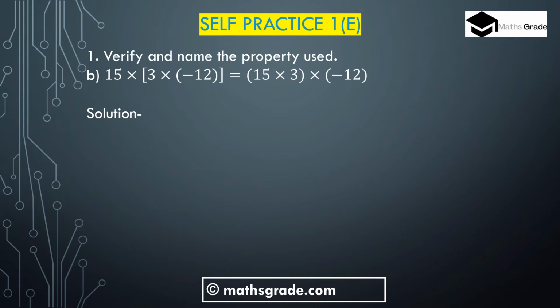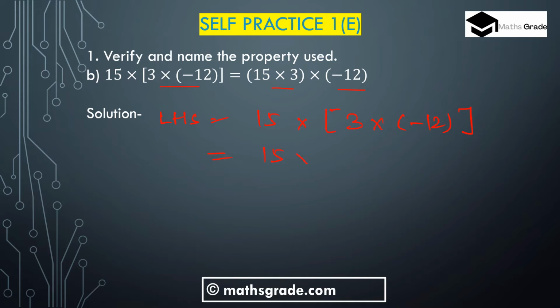Now question number second bit B. Question number second bit B. 15 multiplied with 3 multiplied with minus 12 is equal to 15 multiplied with 3 multiplied with minus 12. We have to verify and name the property. Which property is used in this verification? So first left hand side is 15 multiplied with 3 multiplied with minus 12. We have to verify whether the left hand side and right hand side are equal or not.